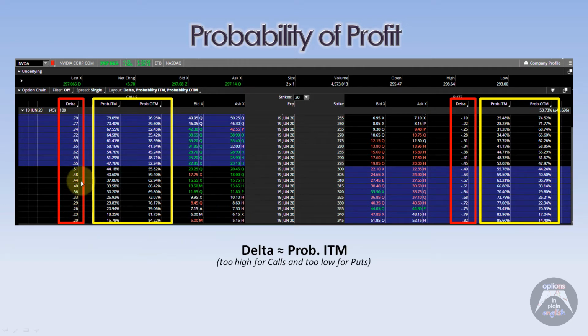So we can see here, for example, the 330 strike call has a delta of 29, but a probability of expiring in the money of 23.83%.